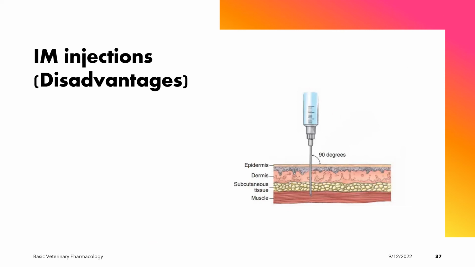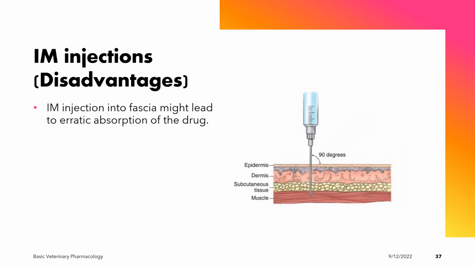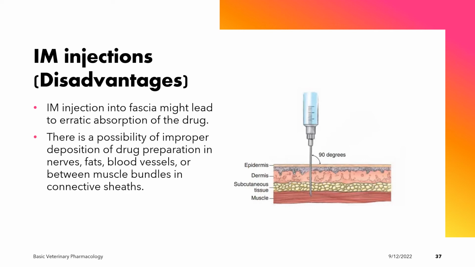For the disadvantages of the IM injections, injection into fascia might lead to erratic absorption of the drug. There is also a possibility of improper deposition of the drug preparation in the nerves, fats, blood vessels, or between muscle bundles in connective sheaths. Aseptic conditions are also needed in IM injections.